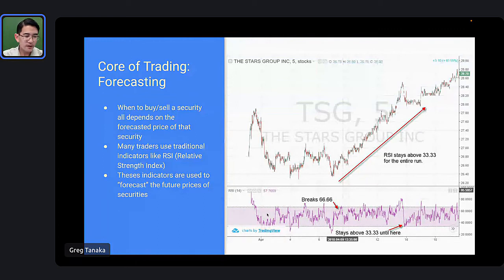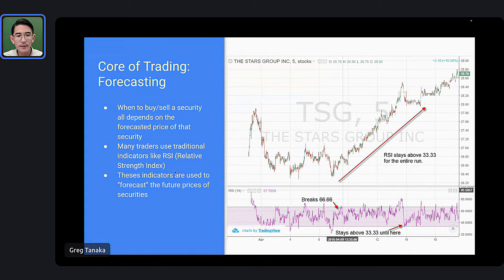Okay, so let's get into the meat of the presentation. So the core of trading, whether you're trading crypto or Forex or you're trading stocks, is forecasting. You got to anticipate what's going to happen. And traditionally, the way people did that is they use what's called traditional indicators. And there's a bunch of them. There's probably several hundred of them.